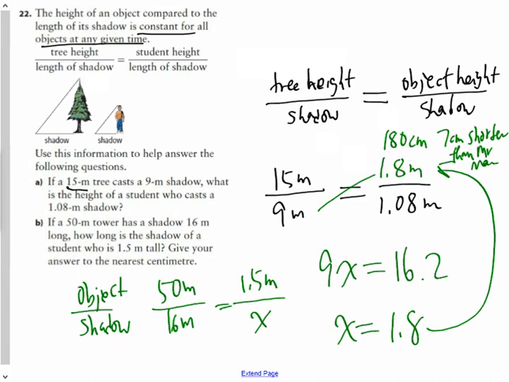Best method, let's talk about it. Do I know right off the bat what 50 is divided by to get 1.5? You could figure out 50 divided by 1.5, but that's the multiplier, not the divider. The easier way is simply to create your algebraic equation. 16 times 1.5 is 24, I think.